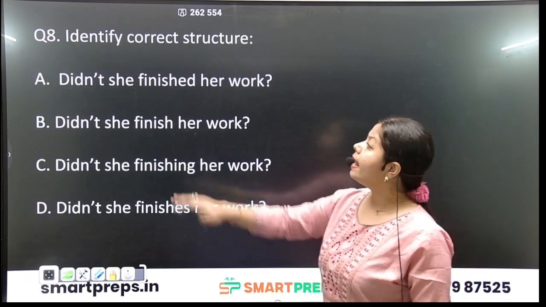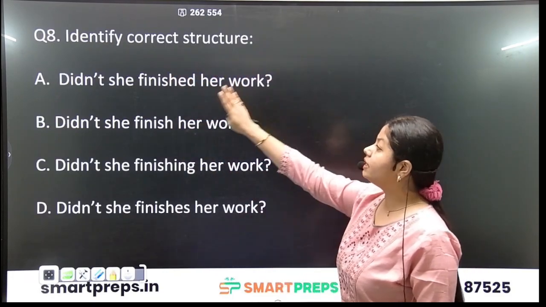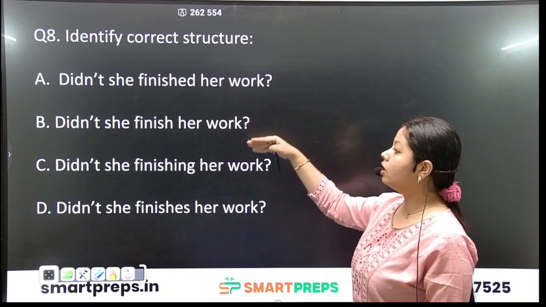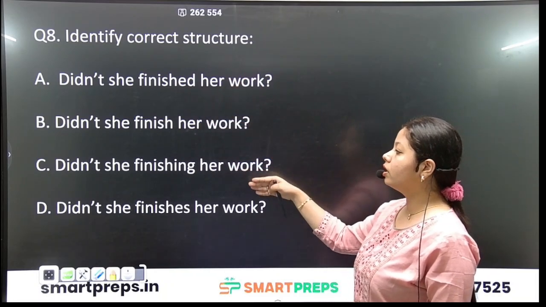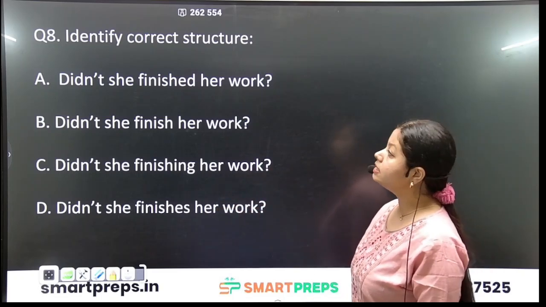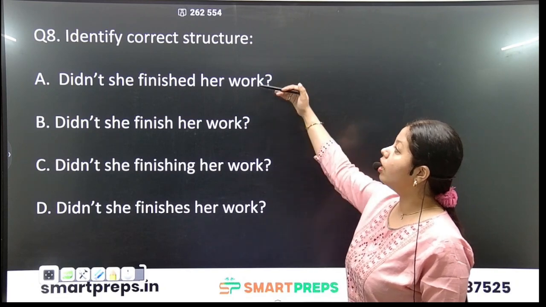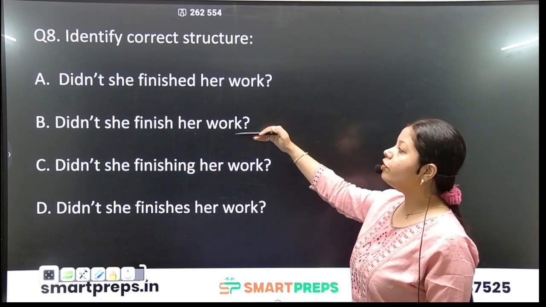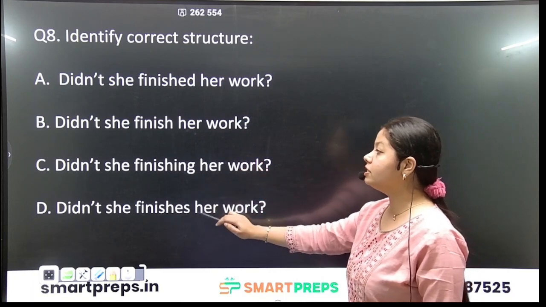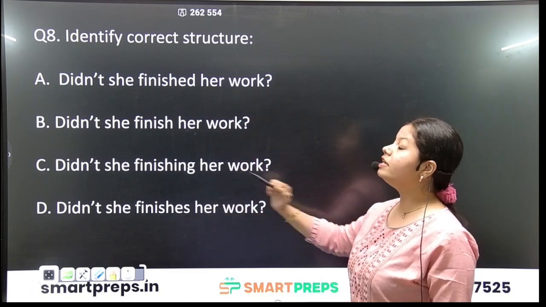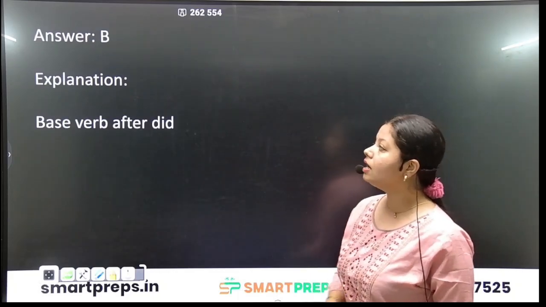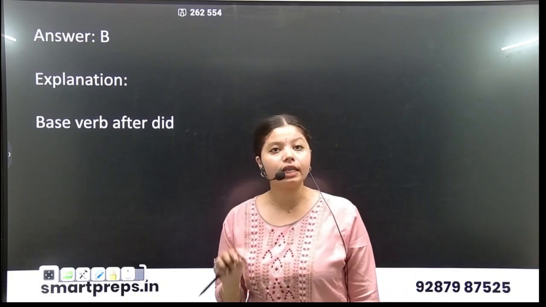All right. Next is identify the correct structure. Didn't she finish her work? Didn't she finishing her work? Didn't she finishes her work? Which is the correct sentence? Just check the correct base form of verb. That is, didn't she finish her work is the correct answer. Yes, the base verb after did is the correct answer.